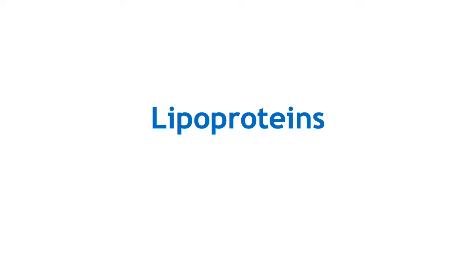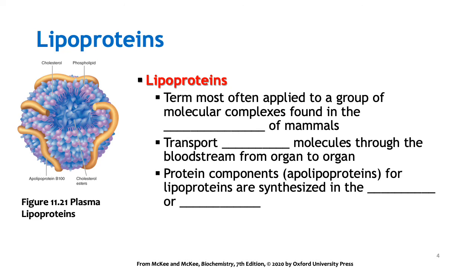So first I'm going to talk about what lipoproteins are. Lipoproteins are these large structures. You can see it right here. It's a term most often applied to molecular complexes found in the blood plasma of mammals. And they serve to transport lipid molecules through the bloodstream from organ to organ. The protein components, which are called apolipoproteins, are synthesized in the liver or the intestines.